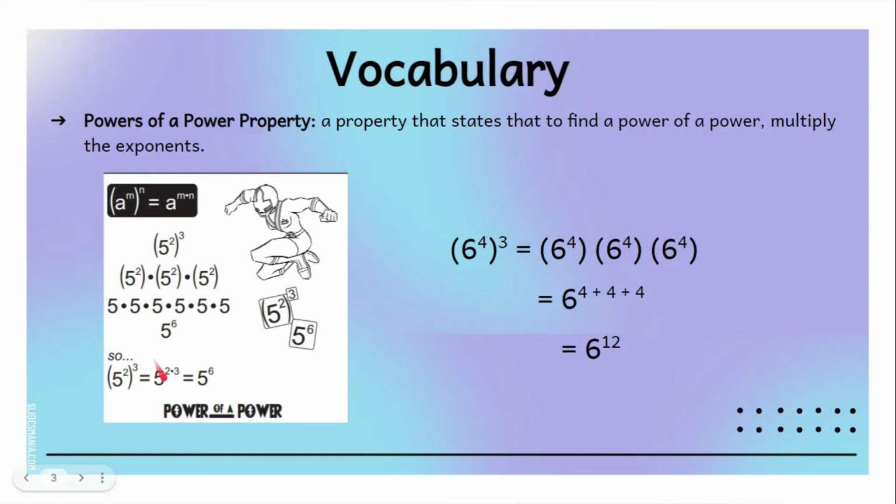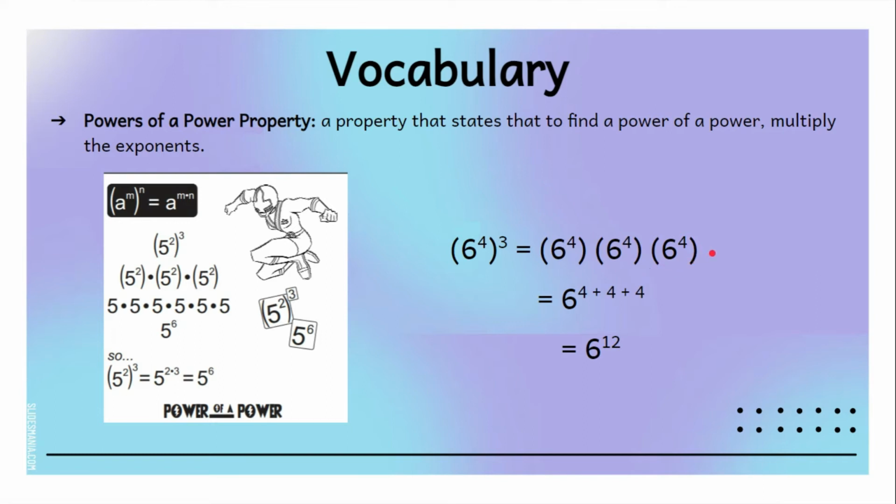There's an example here, and then there's this example that we are going to go through together. So we've got 6 to the fourth power raised to the third power. So this is the same as taking our base, in this case 6 to the fourth power, and using it as a factor 3 times according to the exponent. So we write the expanded form, which is 6 to the fourth power times 6 to the fourth power times 6 to the fourth power.